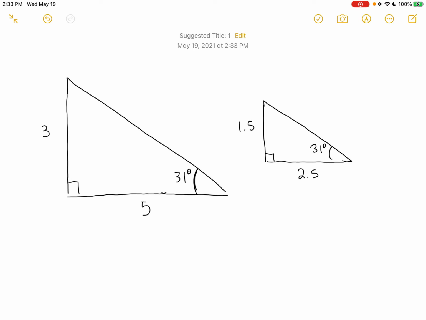Of course, there's a third side, which is the hypotenuse. We can figure out what that side is using the Pythagorean theorem. 3 squared is 9, 5 squared is 25, so 3 squared plus 5 squared is 34. So this side would be the square root of 34, which is about 5.8. On this smaller one, it's going to be about half of 5.8. If I divide that by 2, this one is about 2.9, because all of the sides in this smaller triangle are half of the bigger one.